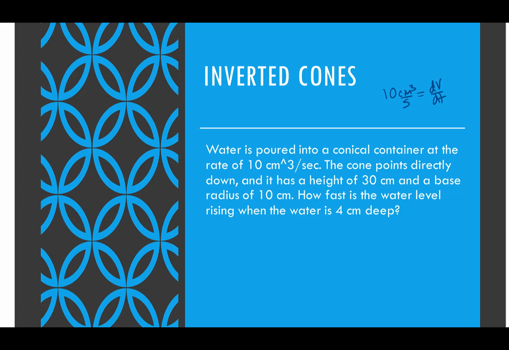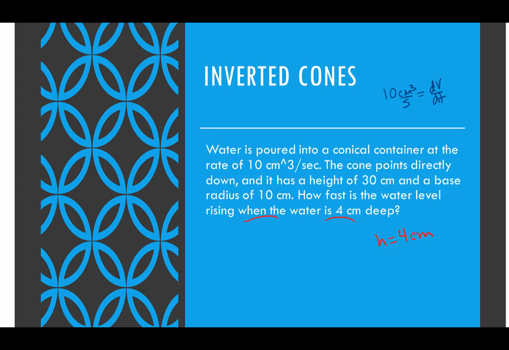Now, the cone points directly down. So it's upside down, inverted. Watch Top Gun. It'll tell you all about it. And it has a height of 30 centimeters and a base radius of 10 centimeters. We want to know how fast is the water level rising when the water is 4 centimeters deep, when the height is 4 centimeters.